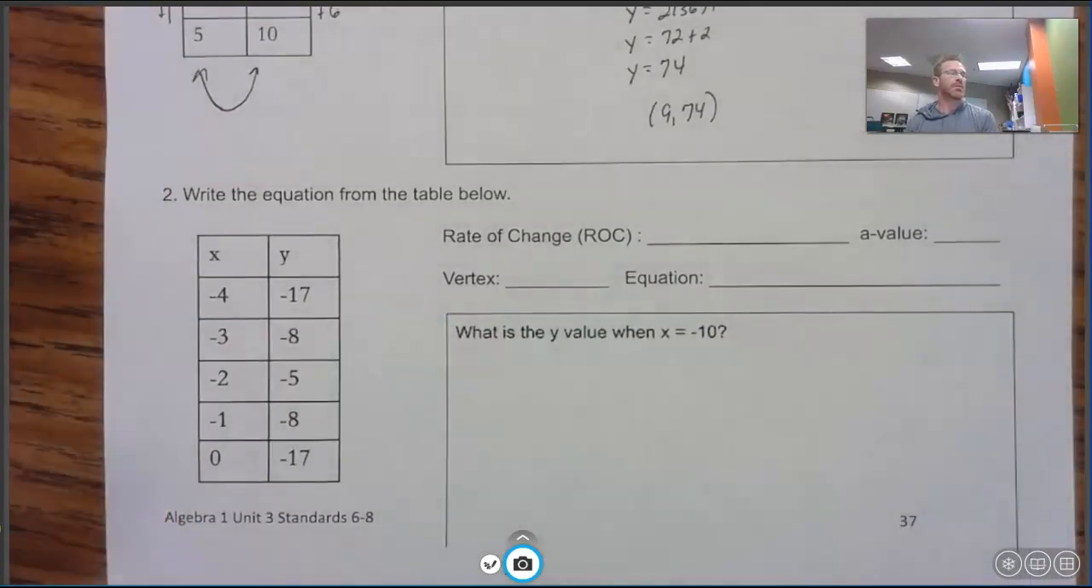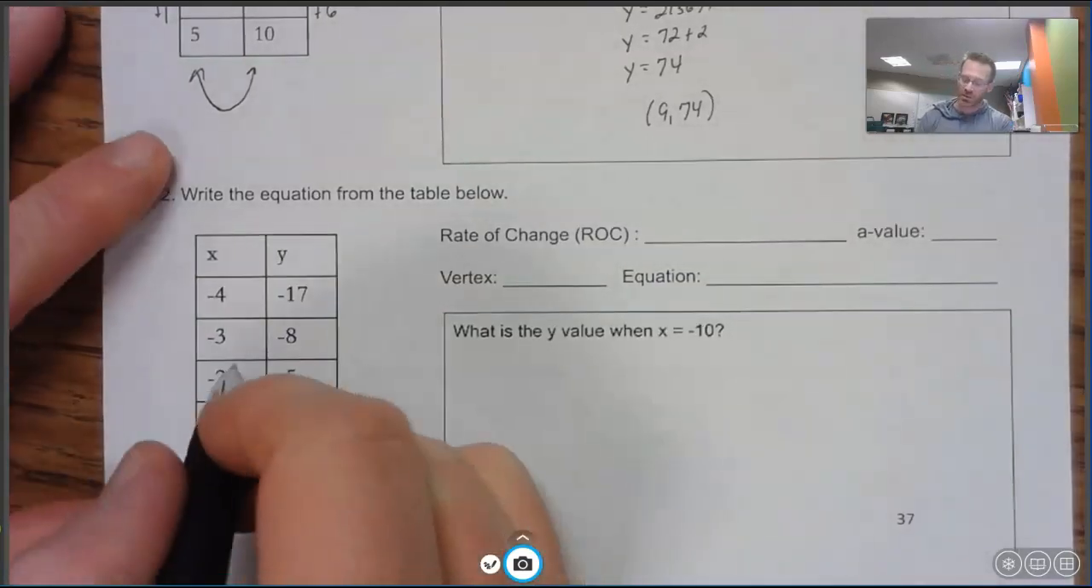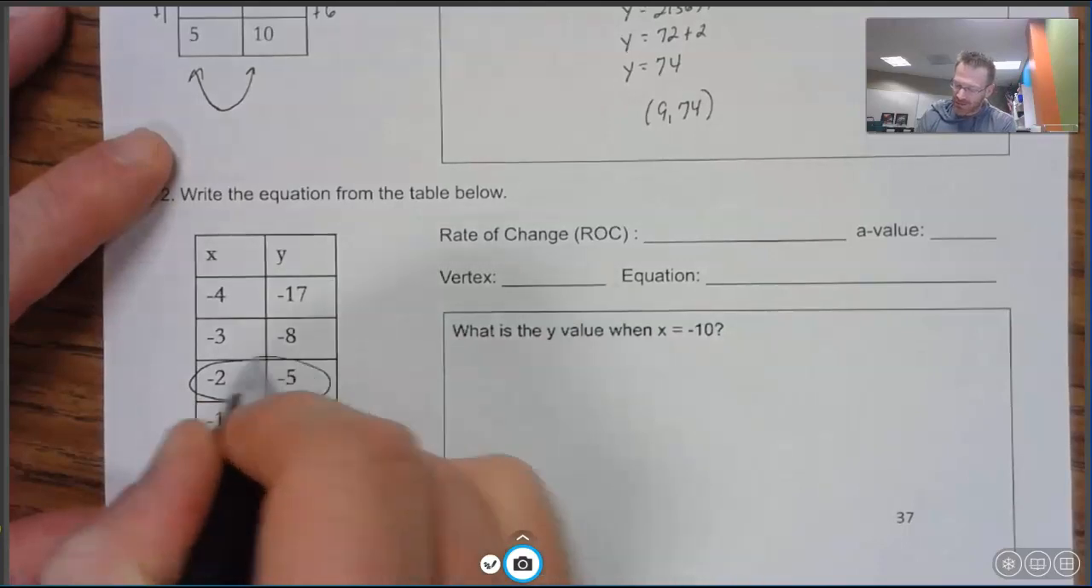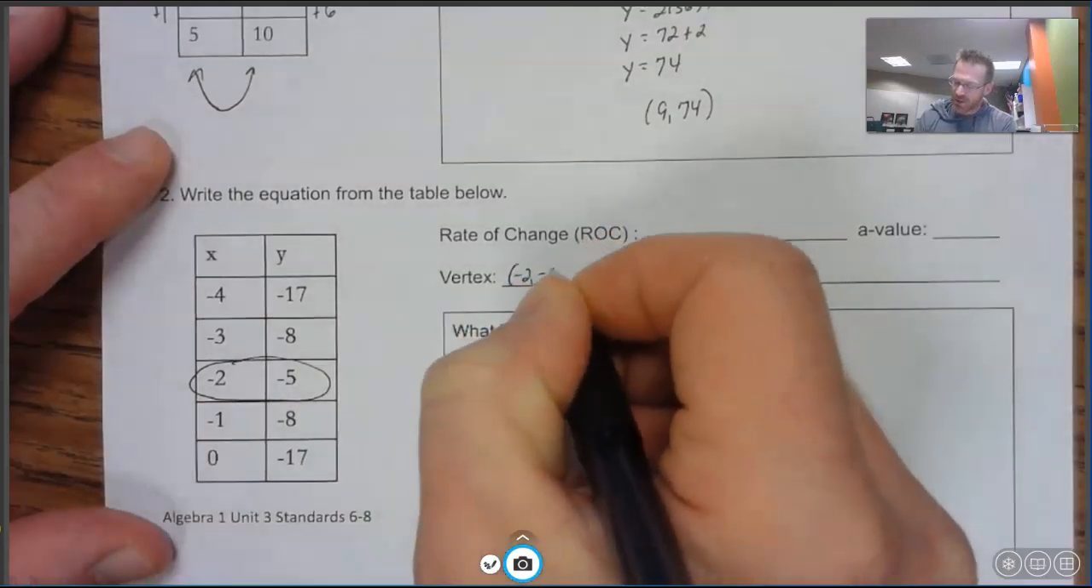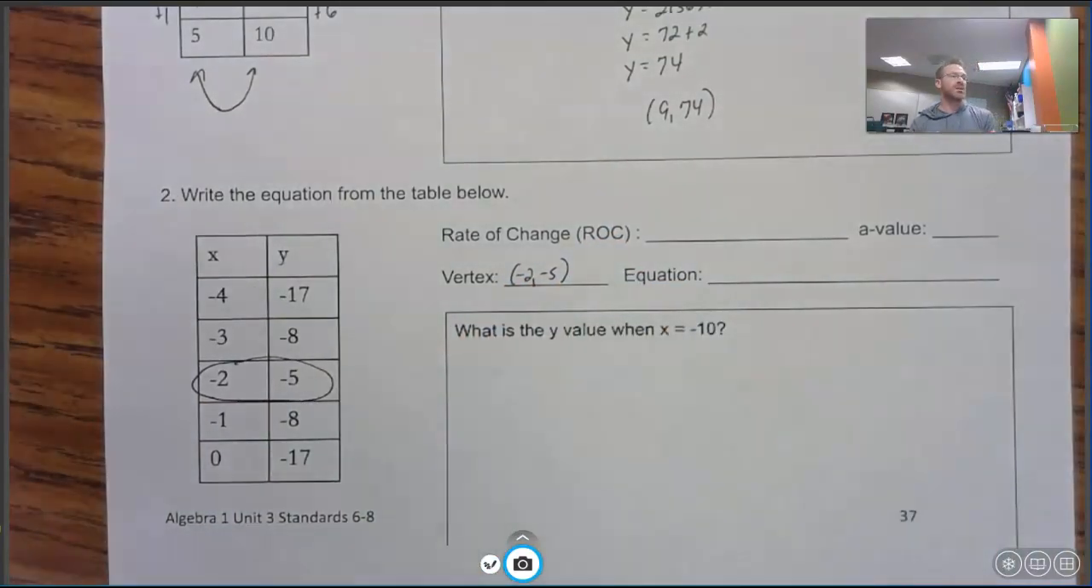All right, so scan that table. If you see a turning point, circle it. Okay, I do see a turning point. Right here, -2, -5. Now, once again, make sure that you don't just assume it's in the middle. In these two examples, it happened to be in the middle. It won't always be in the exact middle if you have one. So make sure you really do scan and don't just assume.